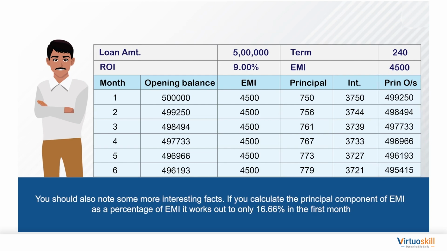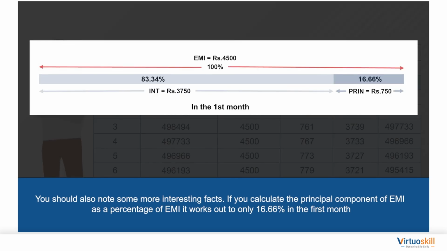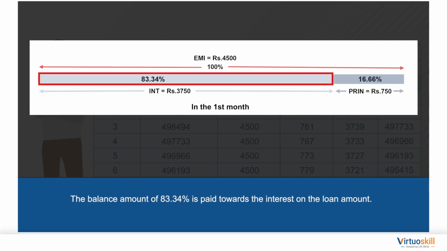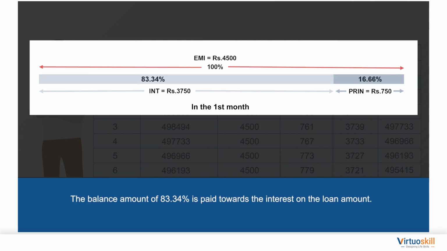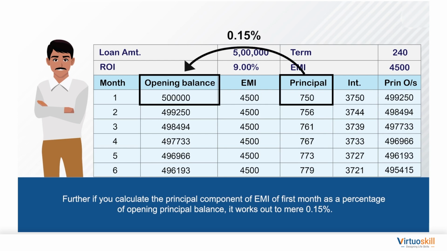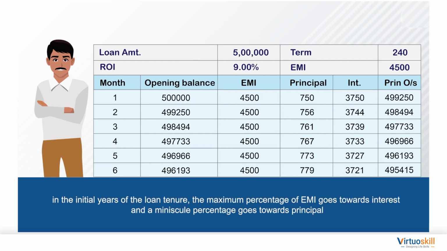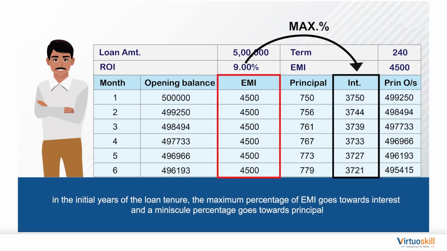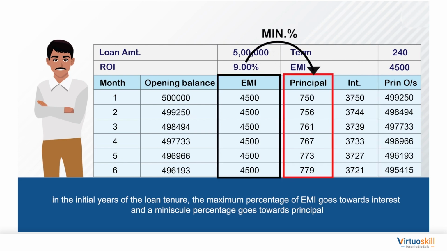You should also note some more interesting facts. If you calculate the principal component of EMI as a percentage of EMI, it works out to only 16.66% in the first month. The balance amount of 83.34% is paid towards the interest on the loan amount. Further, if you calculate the principal component of EMI of first month as a percentage of opening principal balance, it works out to mere 0.15%. In fact, in the initial years of the loan tenure, the maximum percentage of EMI goes towards interest and a minuscule percentage goes towards principal.